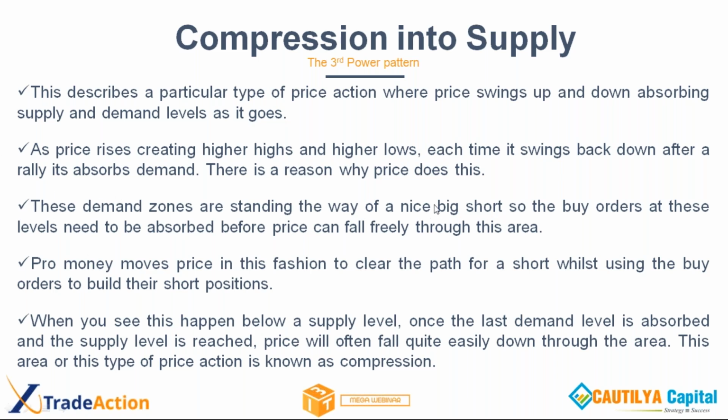So pro money moves price in this fashion to clear the path for a massive short, while using all the buy orders to build a major short position at the top. And when you see this happen, once the last demand is absorbed and the price reaches this strong power zone supply level, the price is free to move downwards. And this type of price action is called compression.